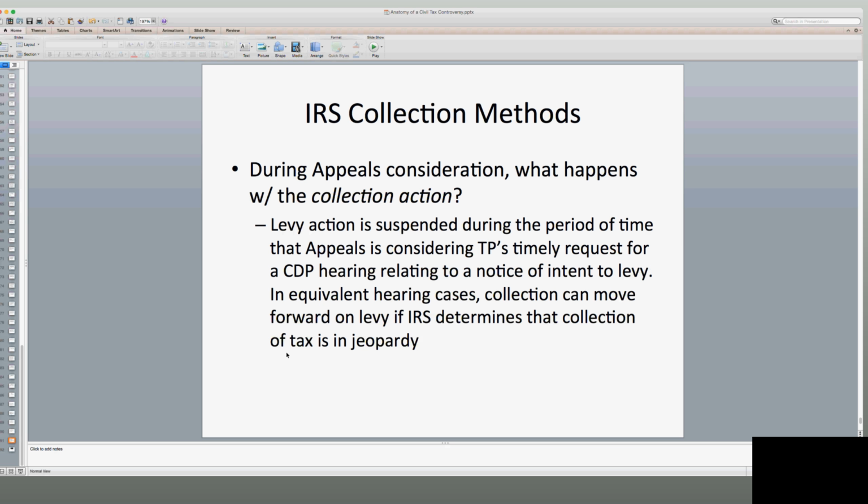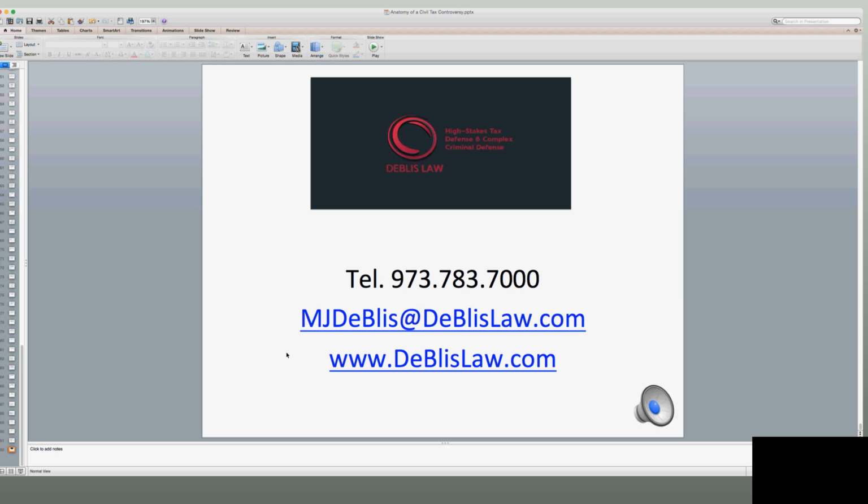In equivalent hearing cases, collection can move forward on levies if the IRS determines that collection of tax is in jeopardy. Generally speaking, the quick and dirty rule is that if collection is ever deemed in jeopardy, meaning the IRS fears that the taxpayer is slippery and is going to move money offshore or do something underhanded that will jeopardize collection attempts, all bets are off for abeyance or for postponement of or suspension of levy action.